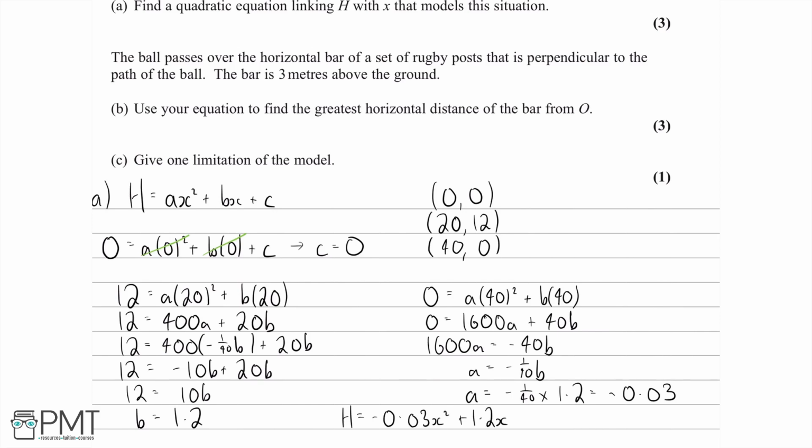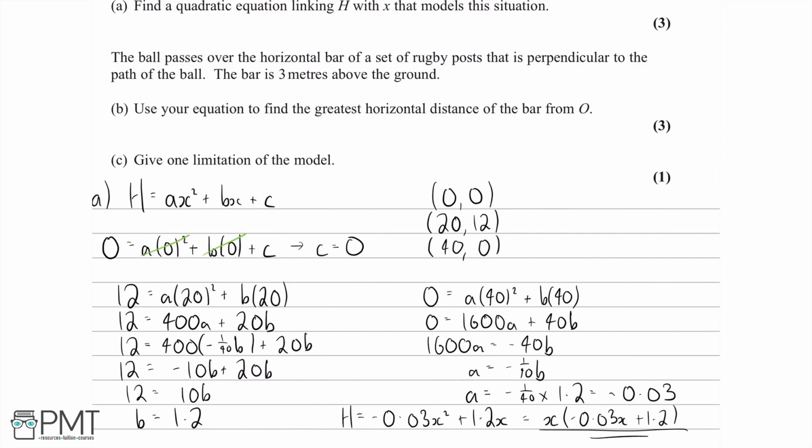However, we can still simplify this further by factorizing out the x. So really we can write this as h equals x times (minus 0.03x plus 1.2). That right there is our final answer.